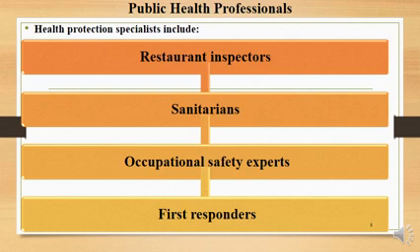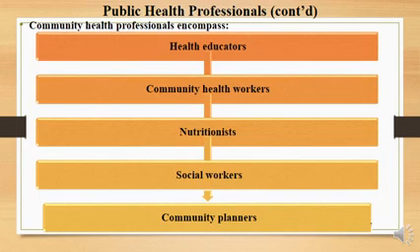So we have different professionals in public health. We have the health protection specialists, which include restaurant inspectors. We have the sanitarians, those in charge of the environment and the community. They ensure cleanliness and sanity in the environment. We also have occupational safety experts and first responders. We also have community health professionals, which encompass health educators, community health workers, nutritionists, social workers, and community planners.